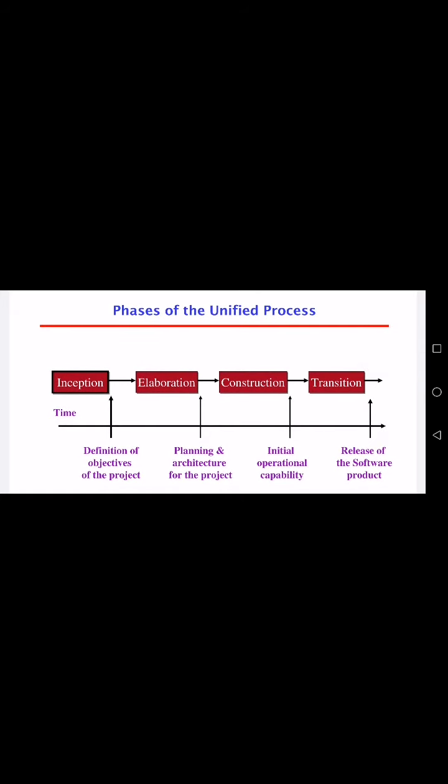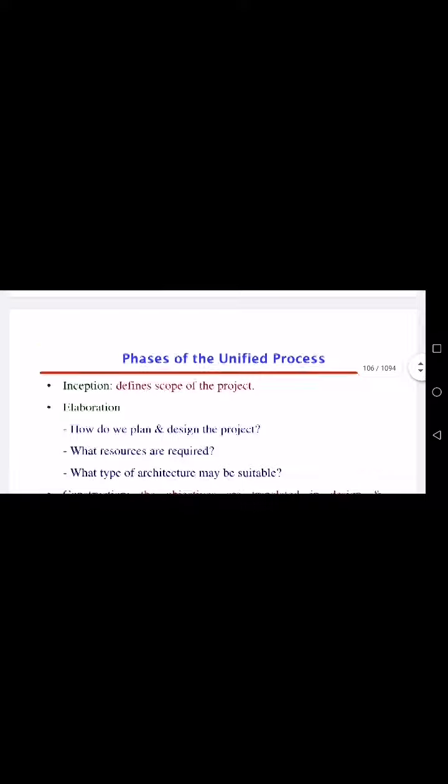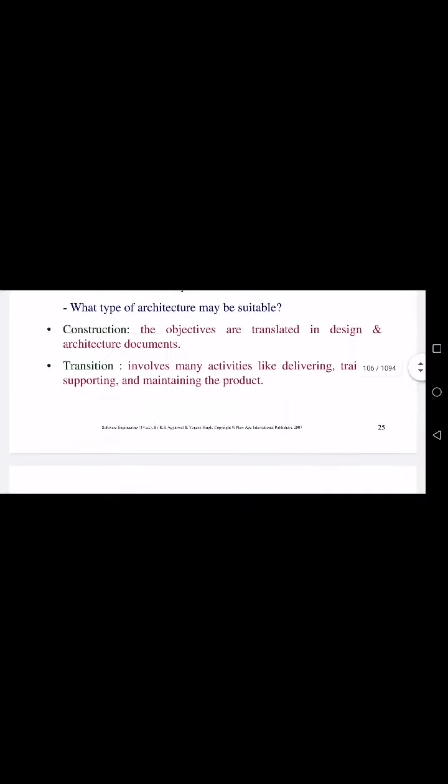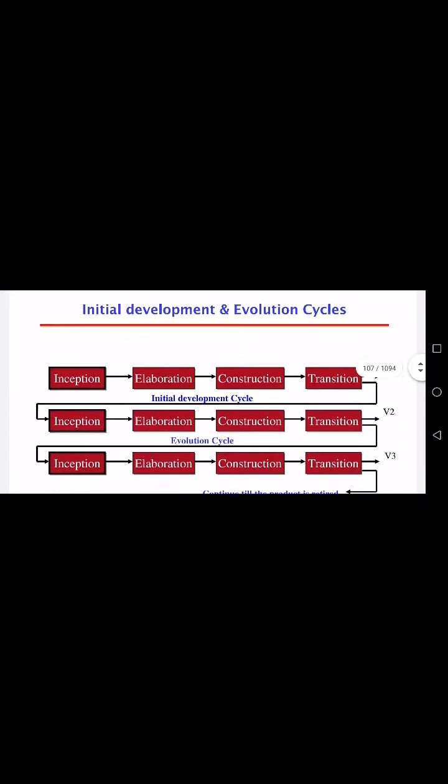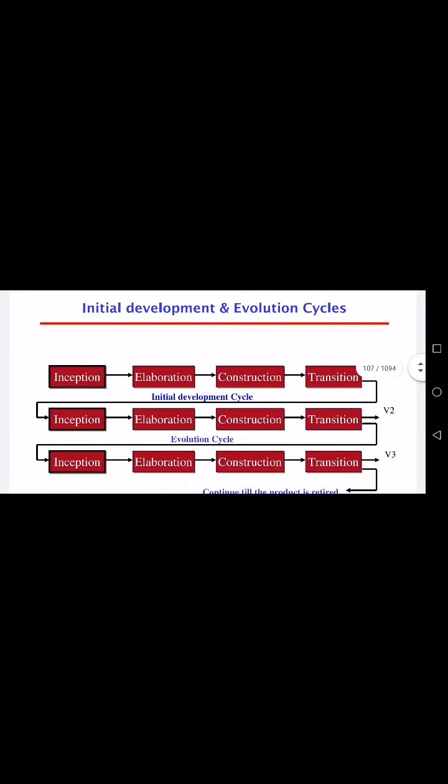This model consists of four main phases: inception, elaboration, construction, and transition. In the inception phase, we clear all the specifications of the project. In the elaboration phase, we analyze as well as plan how to develop the project. In construction, we design, code, and develop the project, and in the transition phase we hand over the project to the user.